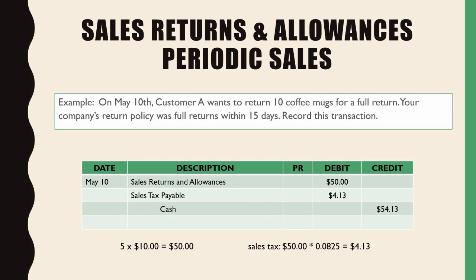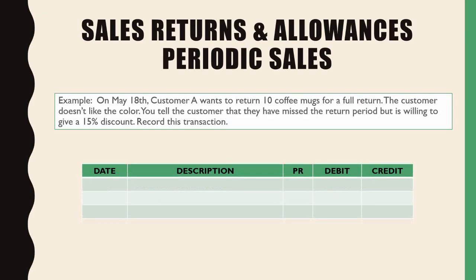All right. Now, scenario number 2 says, on May 18th, customer A wants to return 10 coffee mugs for a full refund. However, the customer has missed the return policy. The customer doesn't like the color, and you tell them that they missed the return policy. But you're willing to give them a 15% discount. How are you going to record this transaction?